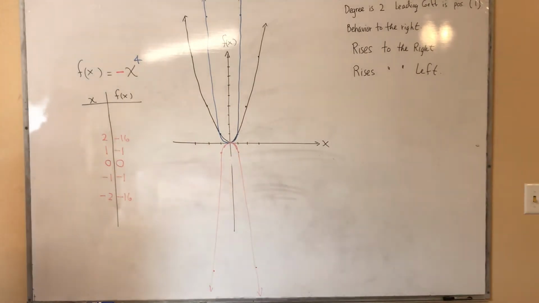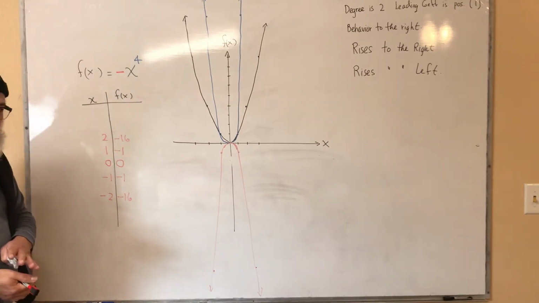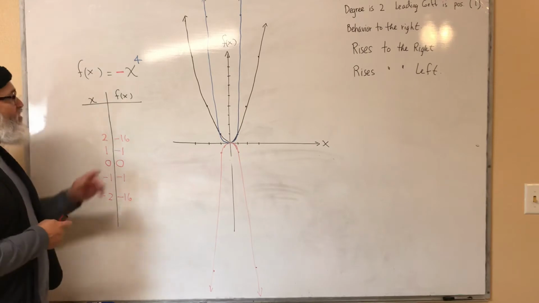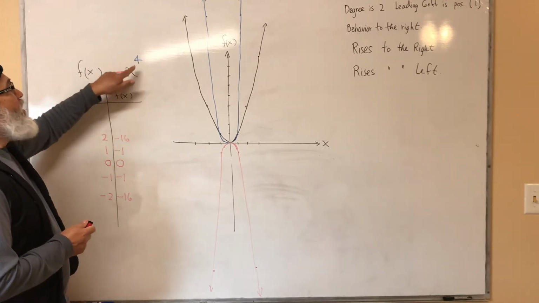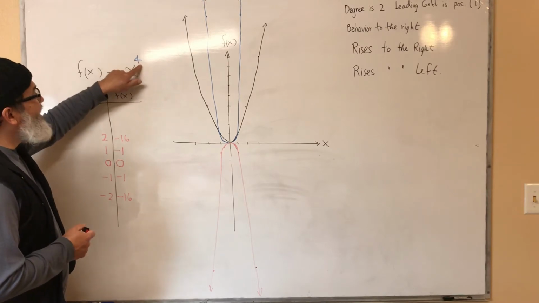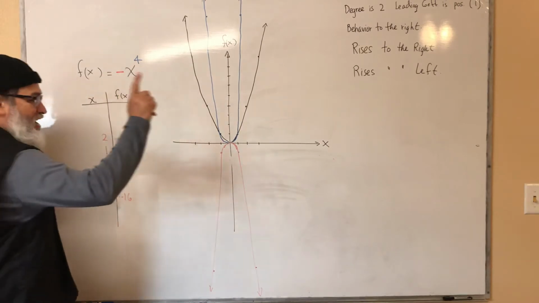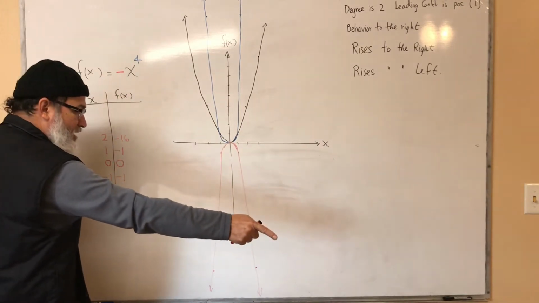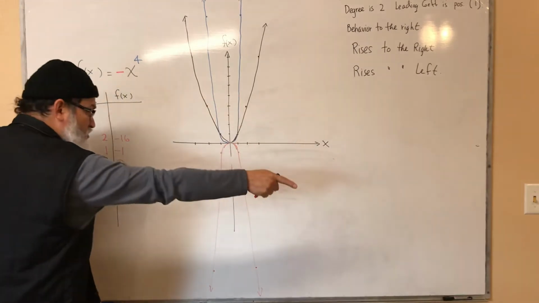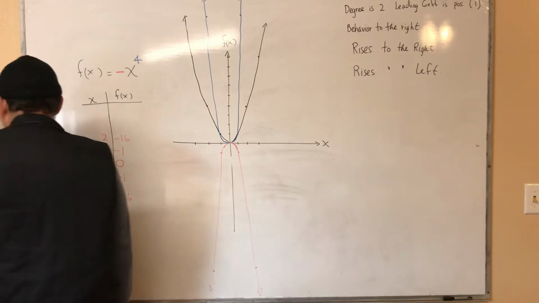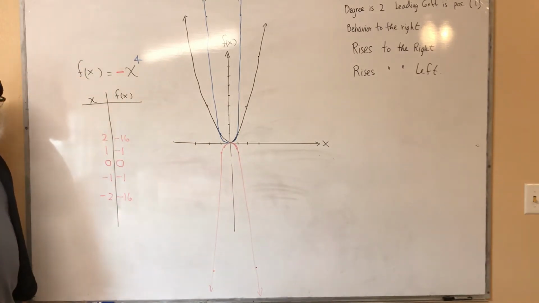That's what it looks like. So look, I just showed you that when the degree is even and the leading coefficient is negative, it falls to the right. You see it? It falls, goes down. So down to the right, falls to the right, and also falls to the left. That's the behavior. Okay?